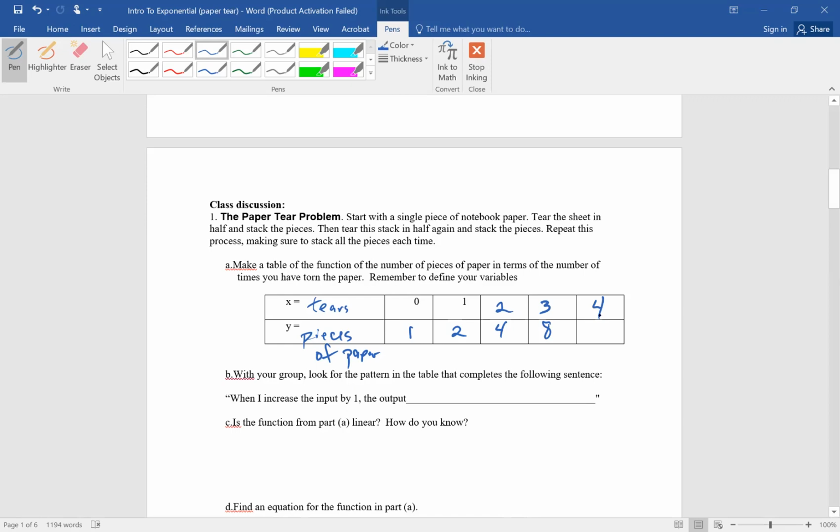And by now you might not be counting. But if you've noticed, every time, this number here is now double the output from before. So if this is the input and the output is here for y, you should be noticing a pattern. Even if I ask you to tear it again into 5 pieces, you should be able to tell me that that should come out to be 32. Now, if you were in a group, I'd say, hey, look for a pattern, and I kind of gave it away. When you increase the input by 1, the output doubles.